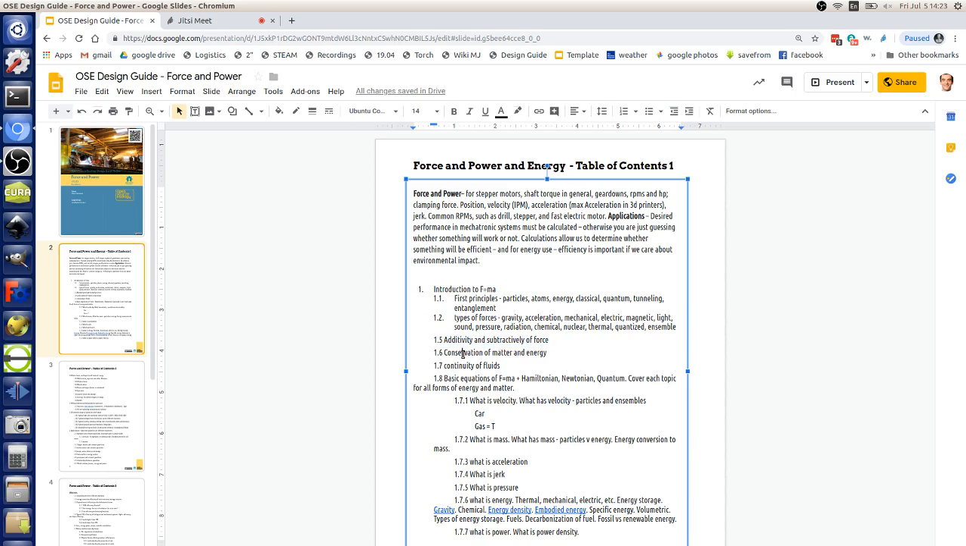We also conserve matter and energy. For example, you cannot plug a power cord into itself and create infinite energy. There has to be a source and sink.